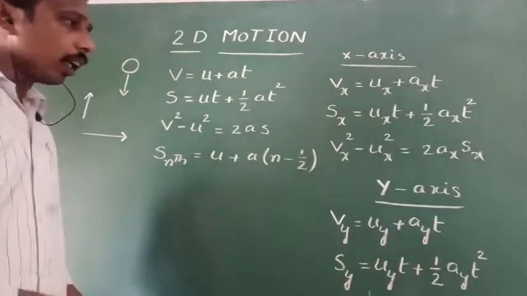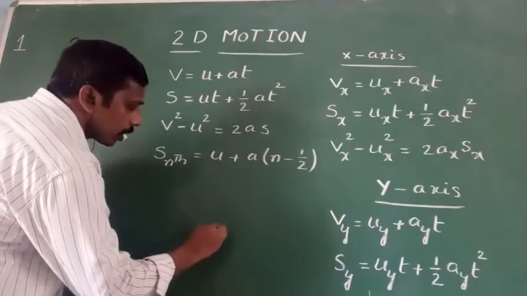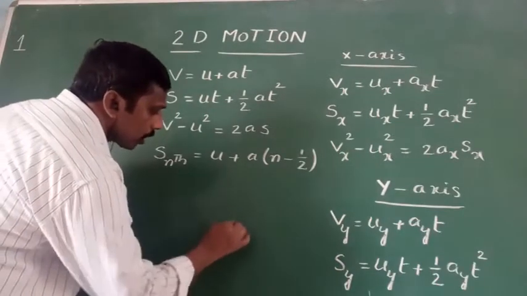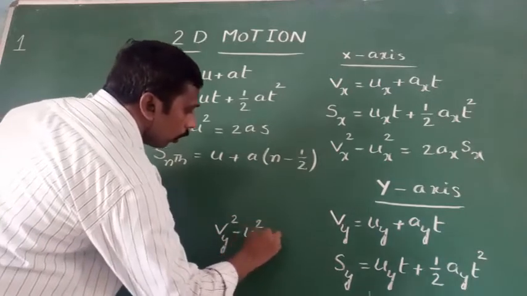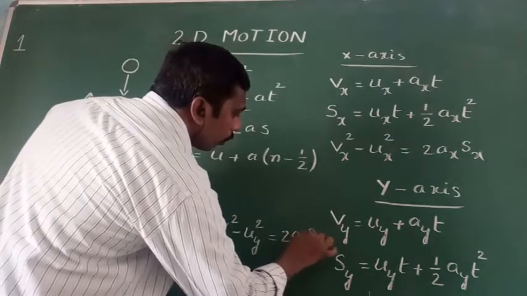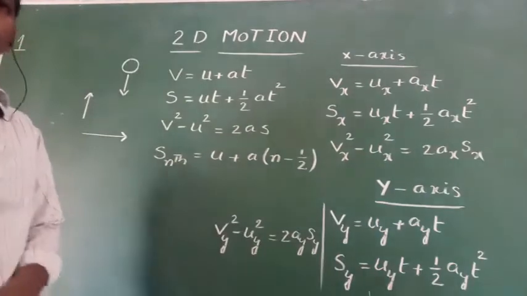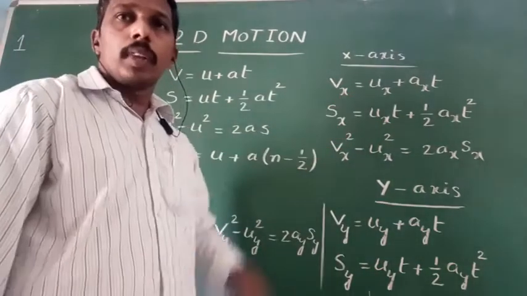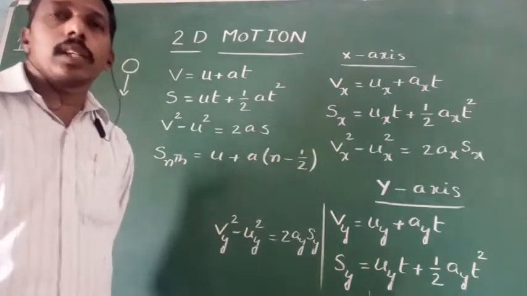And the third equation, vy square minus uy square is equal to 2ay into Sy. Like this we can write equations. If the body travels along only the x-axis, or only the y-axis, we can write equations like this.